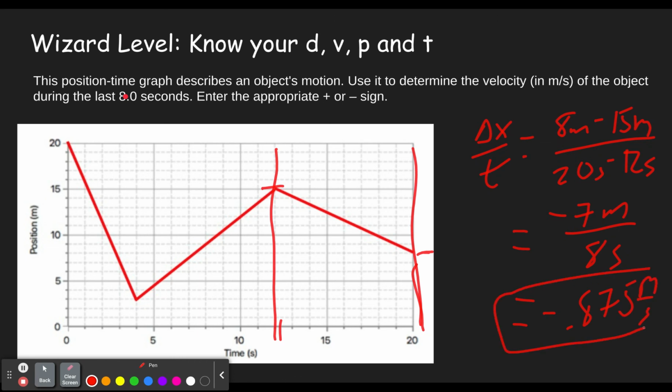You can use a calculator to get this. I'm not too worried about your ability to take 7 divided by 8. I should have had a calculator with me. That's okay. All right, so notice we just did final values minus initial values, and we got our speed.